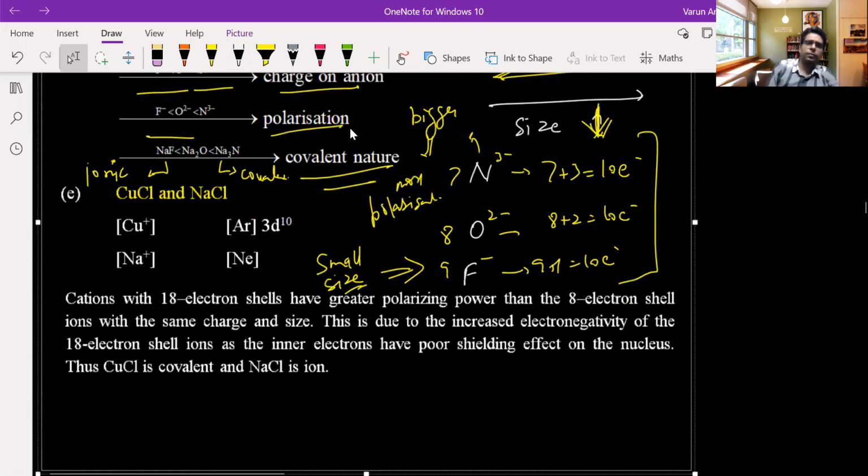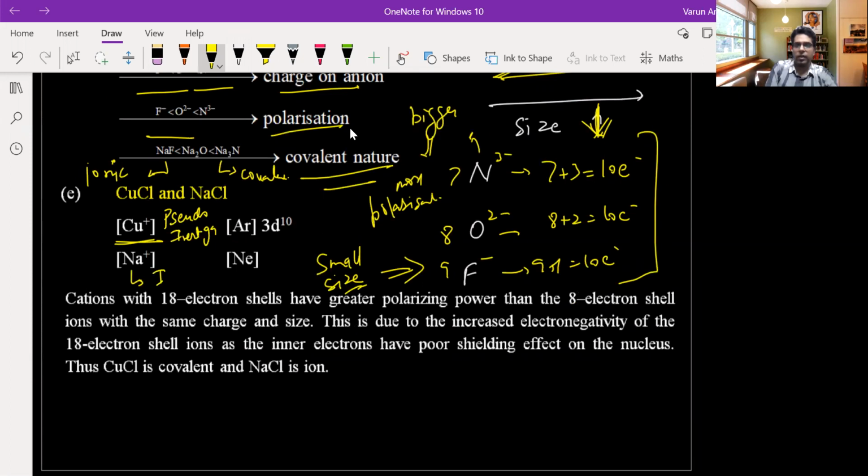Next point, write down. So this is copper plus 1. We have already discussed pseudo inert gas configuration. And sodium plus 1 is having inert gas configuration. This is argon 3d10 and this is neon. So pseudo inert gas configuration will have more.